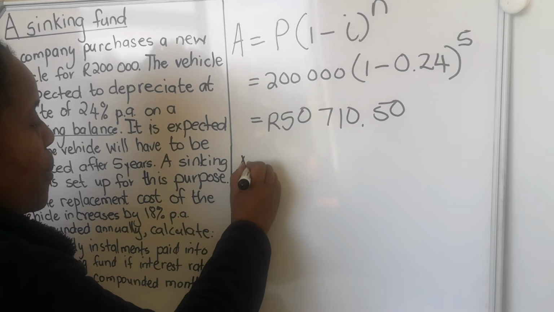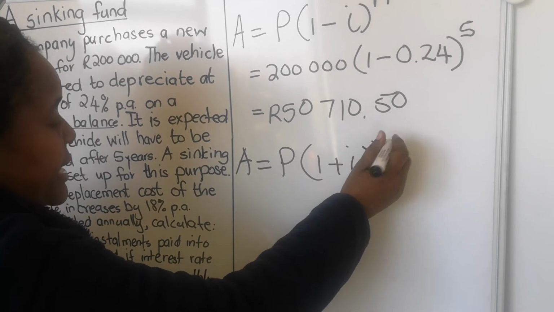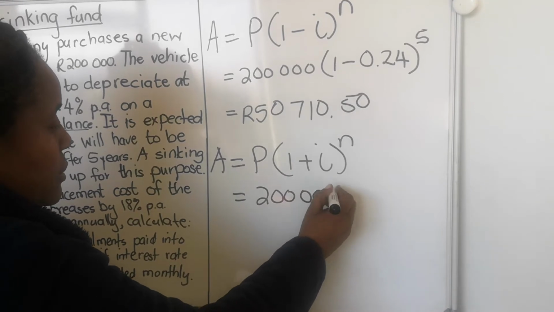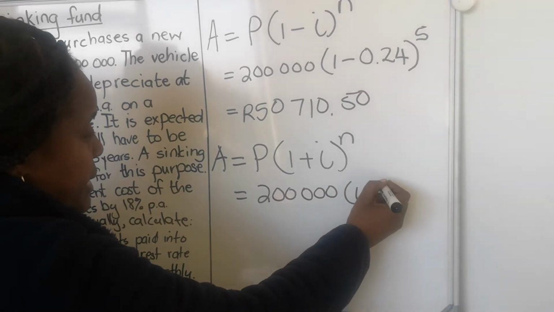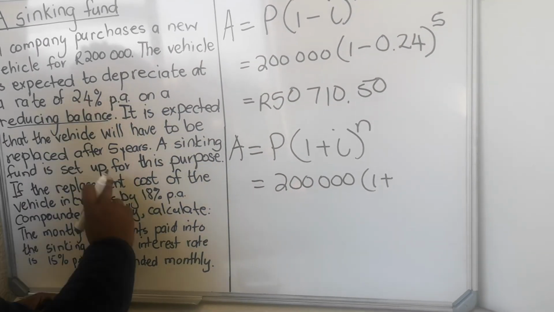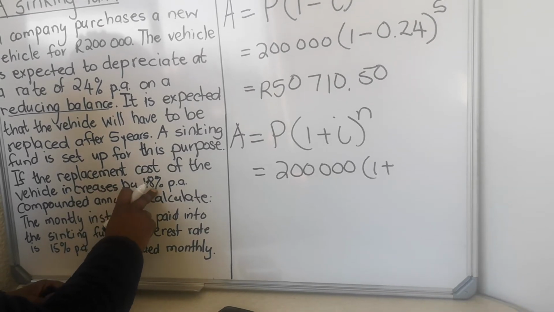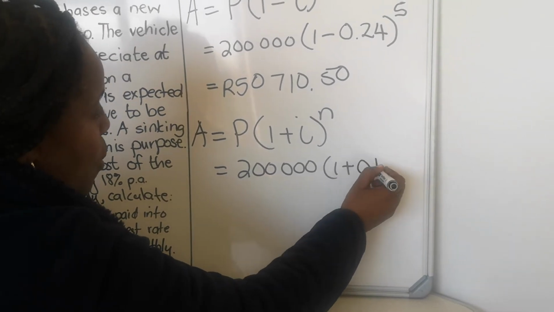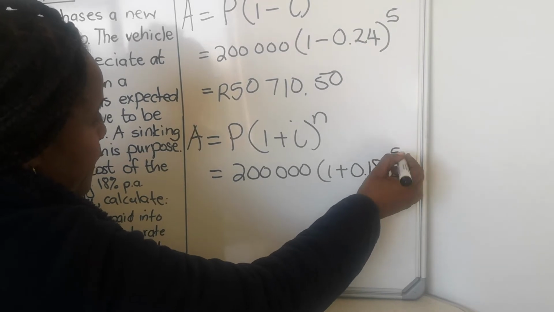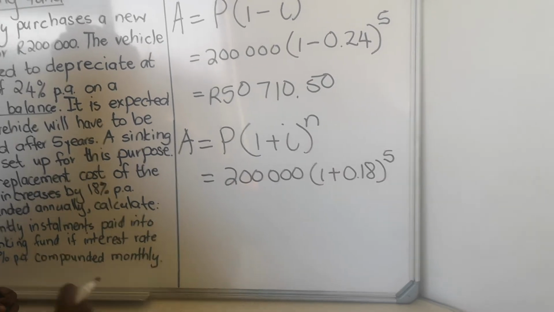I use the compound interest formula. A equals P times (1 plus i) to the power n. And then your P is 200,000. Now the interest for this one is not the same. This was 24%, and then the increase of the vehicle price is 18%. So you have 0.18, and then for how long? It will be 5. Now the interests are not the same. Be careful about that.